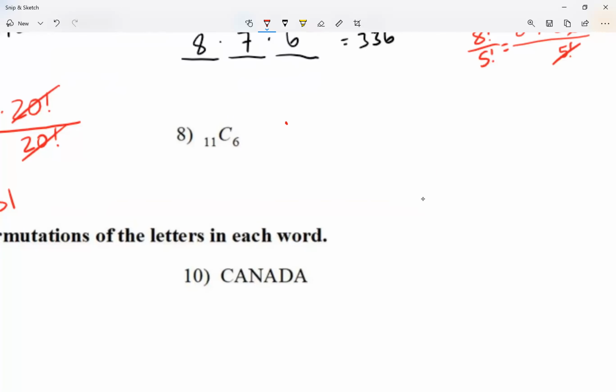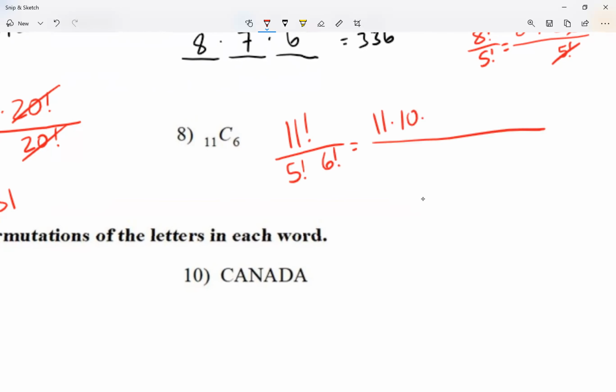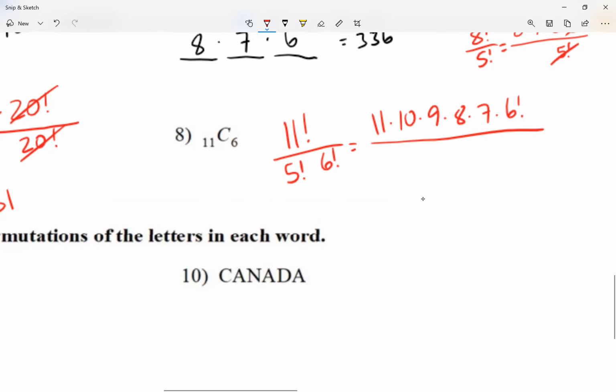I'm going to go 11 factorial over 5 factorial because 11 minus 6 gave me 5. However, I have a 6 factorial as well. Okay, my 11 factorial, I'm going to write this as 11 times 10 times 9 times 8 times 7 times 6 factorial. I have another 6 factorial at the bottom, so I just want to cancel the whole group. However, there's still a 5 factorial, so there's 5 times 4 times 3 times 2 times 1.